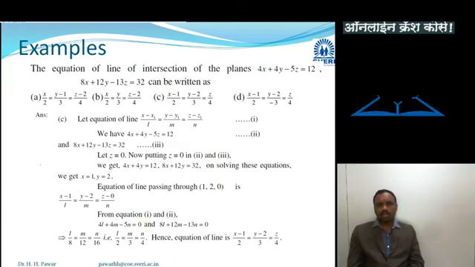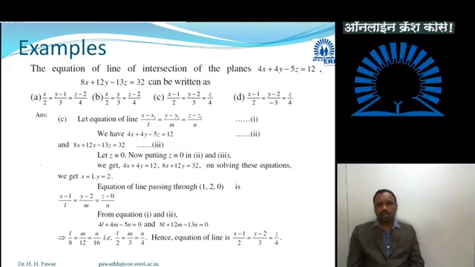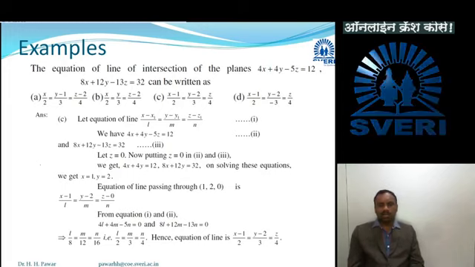We'll get 4l plus 4m minus 5n equal to 0, and 8l plus 12m minus 13n equal to 0. So l/8 equal to m/12 equal to n/16, which gives us l/2 equal to m/3 equal to n/4. Hence direction ratios are 2, 3, 4 in this case. So the equation of line is (x minus 1)/2 equal to (y minus 2)/3 equal to (z minus 0)/4.